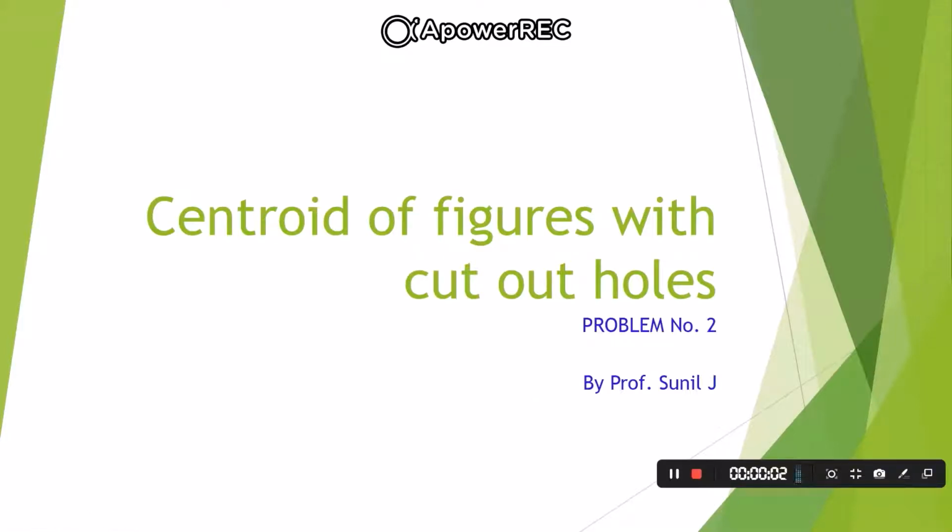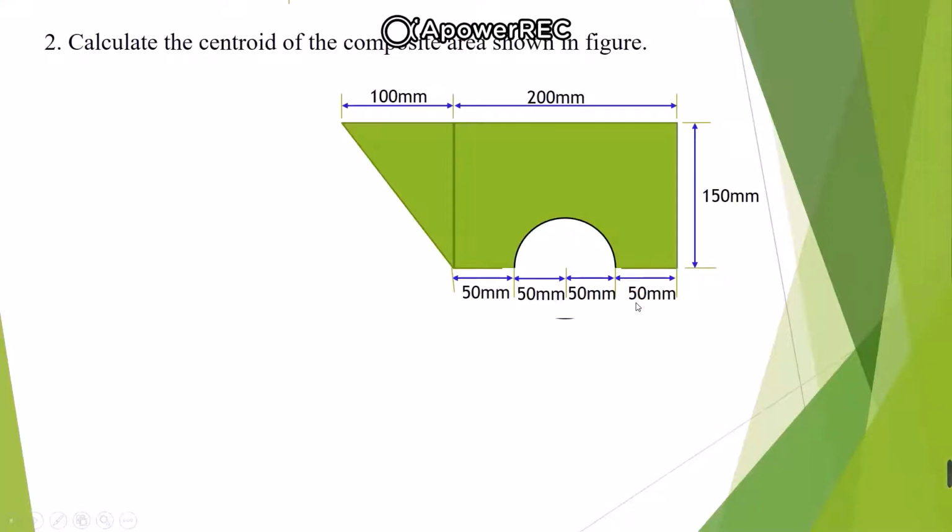Today, I will continue my discussion on locating the centroid of composite sections with cutout holes. Also, in this section, we will see how the change of reference axis affects the coordinates of the centroid of the composite section. Let us take the first question. We need to locate the centroid of the composite area shown in the figure.